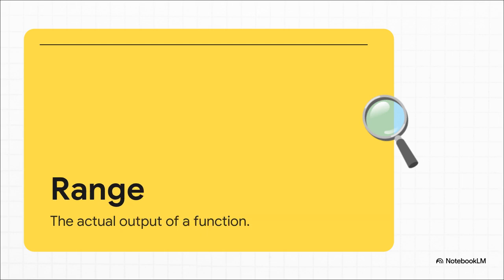But you see, the codomain is just what's possible. The range is the actual tangible output you get. So, for example, if your function's rule is simply to square the number, so f of x equals x squared, and you input a 4 from your domain, your actual output, your range, is 16, right? Because 4 squared is 16.